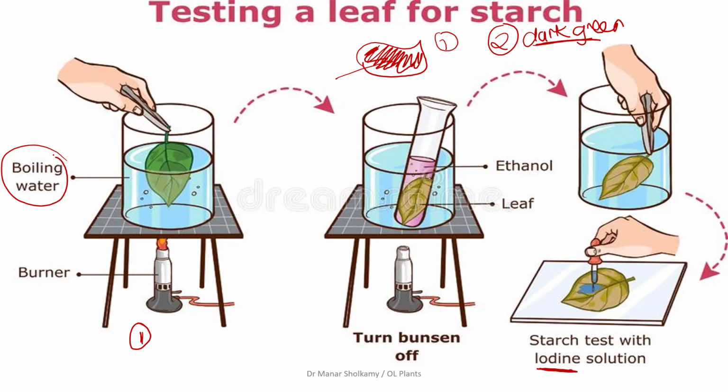Why do I boil it in water? And this is a very important question that you will be asked in paper 6, because I want to remove the waxy layer. I want to destroy the cell wall and the cell membrane. I want to kill the enzymes inside the leaf. I want to kill the leaf. Why? Because when I remove the waxy layer and I destroy the cell membrane, the iodine will be able to penetrate and enter inside the leaf. Do you understand why I boil in water first?